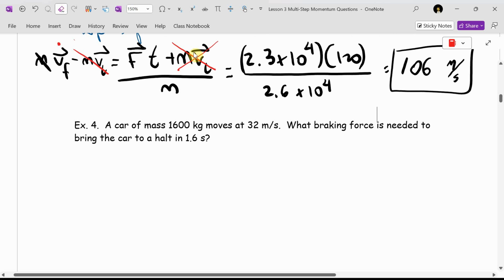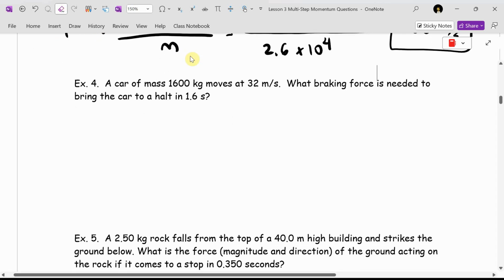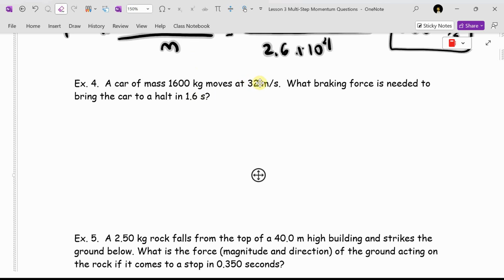Example 4, a car of mass 1,600 kilograms moves at 32 meters per second. What braking force is needed to bring the car to a halt in 1.6 seconds? Adam, what's this question asking me to find? F equals what? You could go F equals ma, and then you would say, I don't know the acceleration. There's enough that you could find it. But did they give me both a force and a time? Well, they didn't give me a force and a time, but they gave me a final velocity and initial velocity. Adam, what's the final velocity as a number exactly?